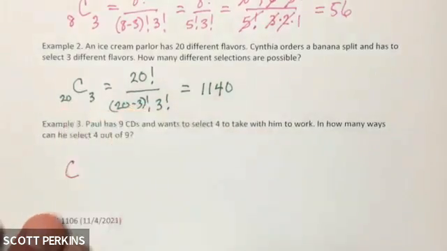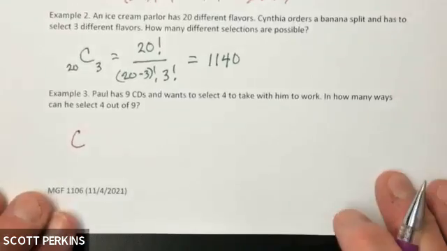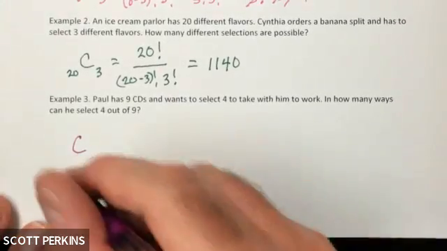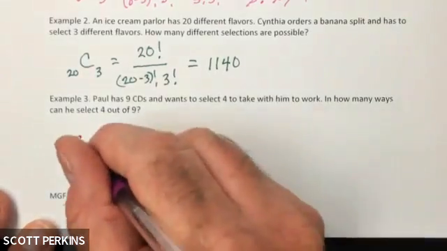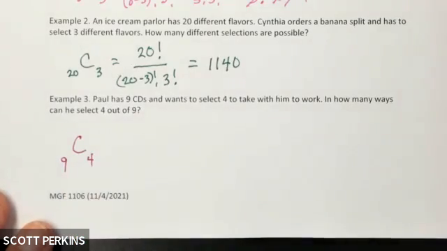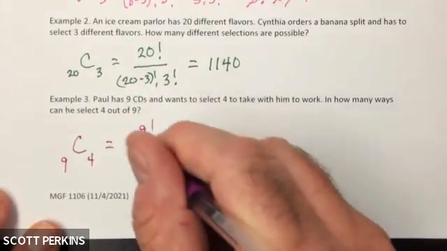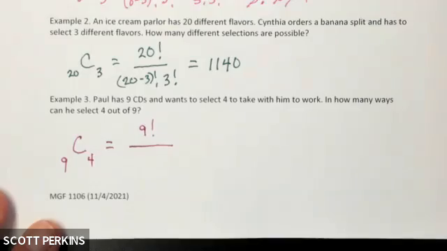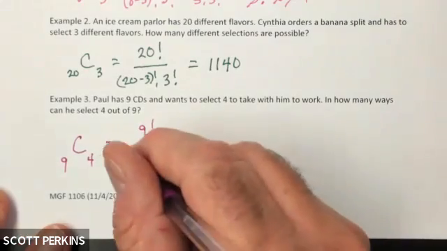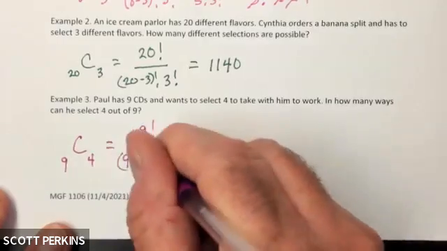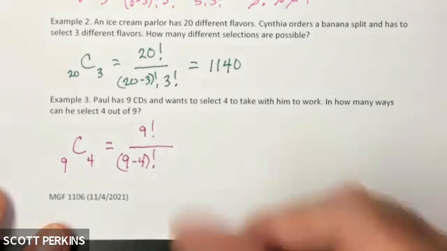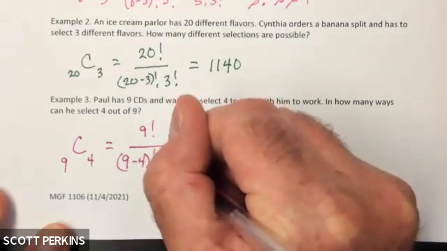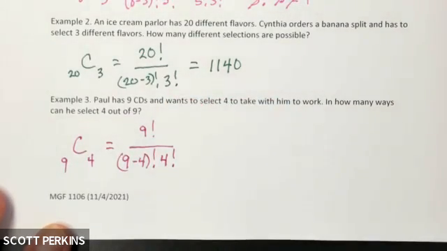So combinations. There's no inherent order that I've been asked about. Paul has 9 total CDs he wants to choose from, and he is picking 4 to take with him on his road trip. Okay, so here we go. So it's 9 factorial. That's the ordered arrangements if I'm using all 9. But Paul's not using all 9. He's only using 4. So that means he's leaving 5 of them home, or 9 minus 4. And then we're getting out all the duplicate arrangements because order doesn't matter.